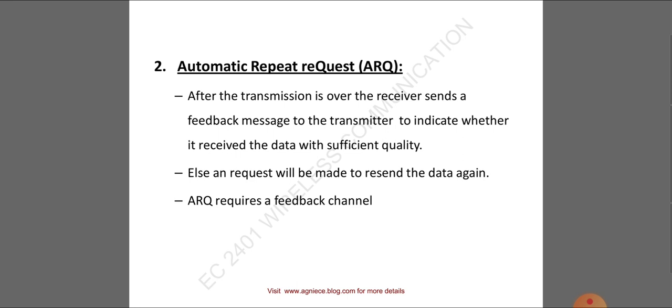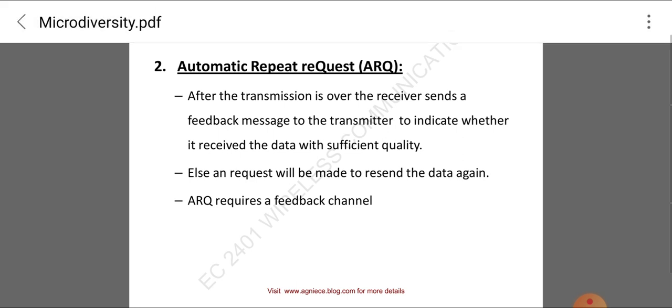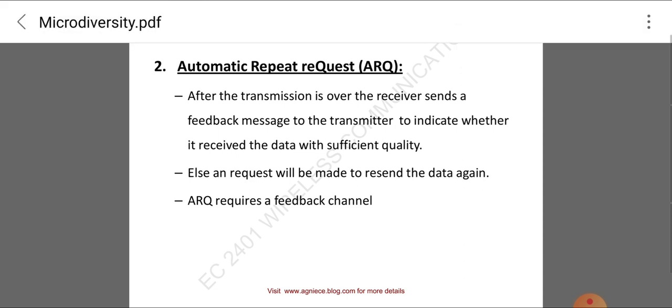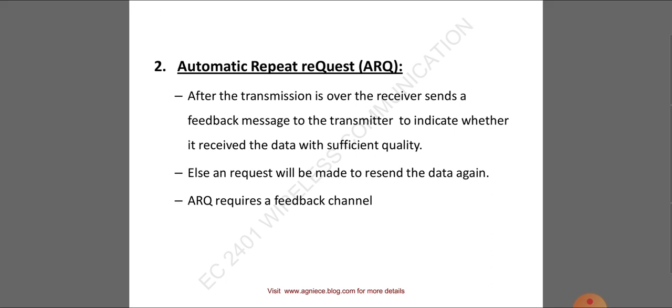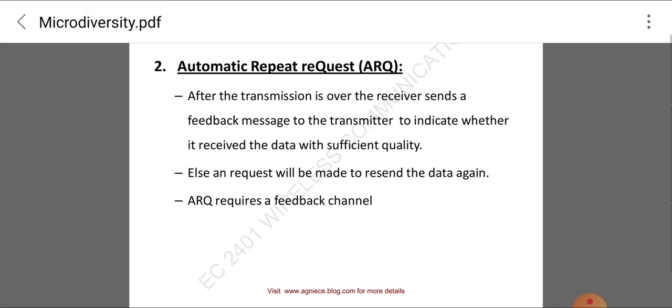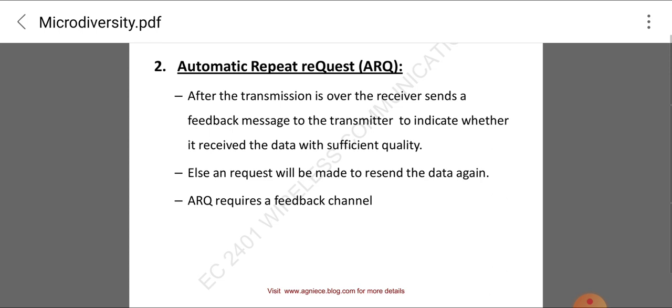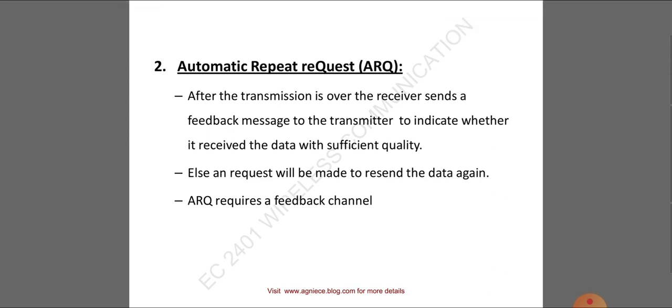Second method is automatic repeat request. After the transmission is over, the receiver sends a feedback message to the transmitter to indicate whether it has received the data with sufficient quality. Otherwise, it will send a request to resend the data again. This automatic repeat request will need a separate feedback channel.